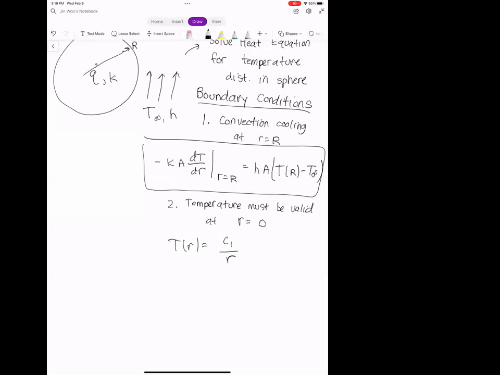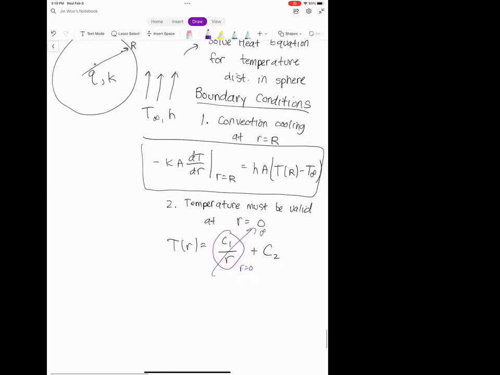But if you remember from the example we did earlier, if there's no generation, then we have a term which is C1 divided by r, right? And so if you plug in r is equal to 0 here, what does this term do? You have some constant over 0, and so this goes to infinity and beyond, right? And of course that can't happen. The inside of a gumball is not at infinity temperature, right? And so in order for that to be valid, we have to get rid of any term that's not valid at r is equal to 0.